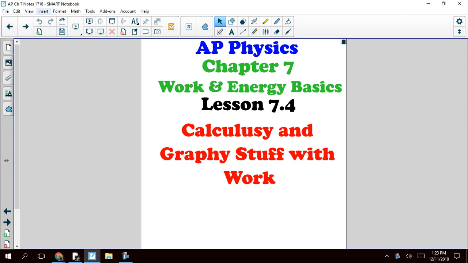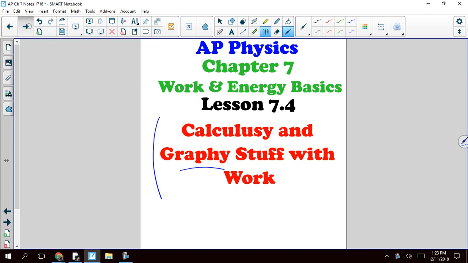Newly calibrated board. All right, so today we're going to finish up our unit on the basics of work and energy, and we're going to be focused on some calculus-y stuff. We're going to focus on how to use calculus to deal with work and energy, and specifically how to deal with some of the graphs that you're going to encounter when you're dealing with work. All right, so here we go.